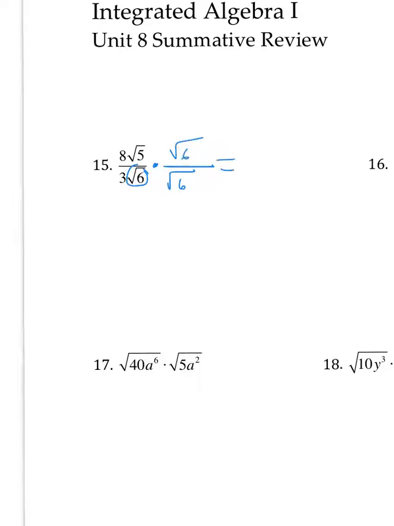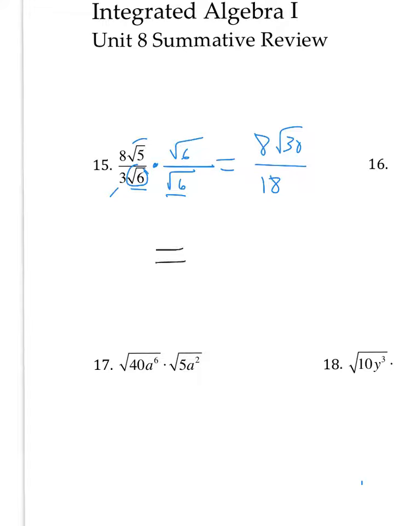Here's what happens. On the bottom, square root of 6 times square root of 6 is 6, but there's still a 3 there, times 3, I get 18. On top, I have square root of 6 times square root of 5 is square root of 30, and then times 8.